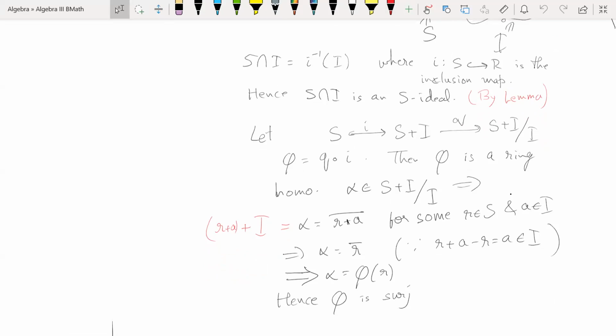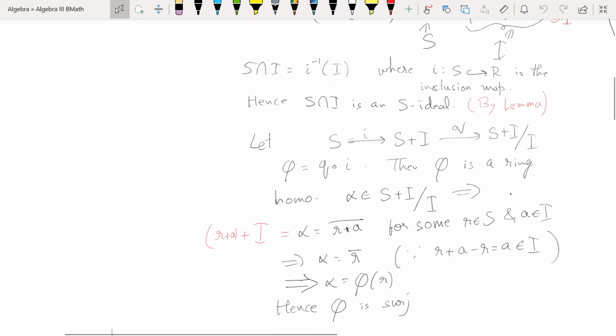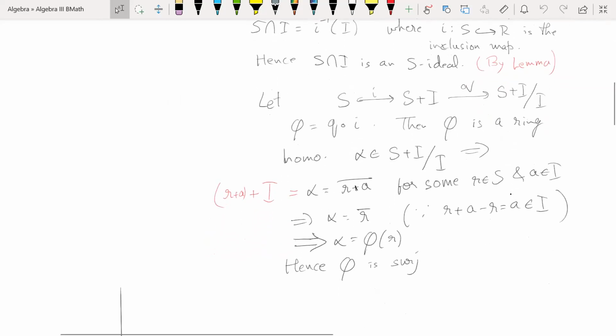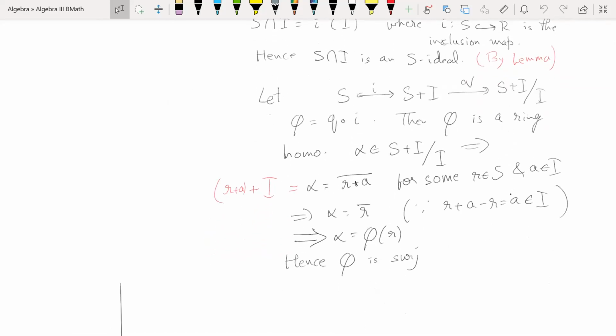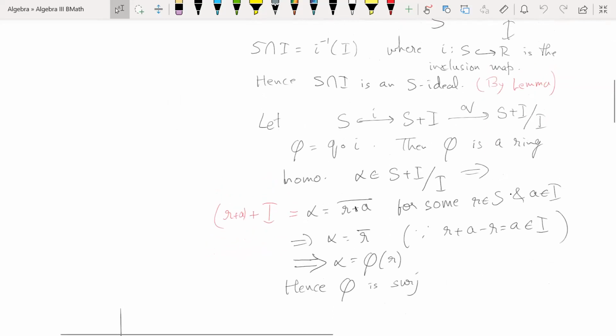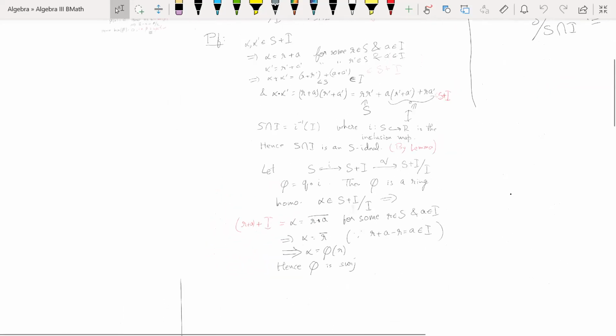And now we have to calculate the kernel of phi. If we show that the kernel of phi is S intersection I, then by the first isomorphism theorem, S mod S intersection I is isomorphic to S plus I mod I. Okay, any questions? If there are no questions, let's move to the other.